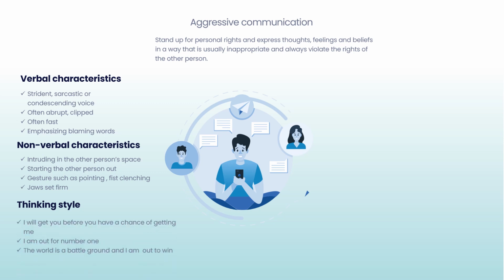Thinking style: I will get you before you have a chance of getting me. I'm out for number one. The world is a battleground, and I am out to win. You see, if you have this, then you understand that this is about aggressive communication.